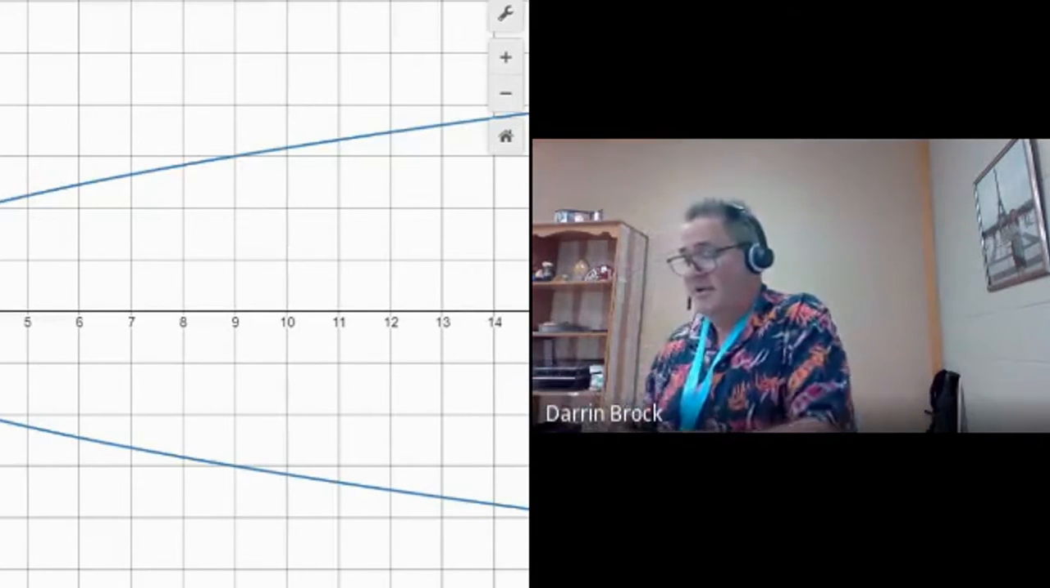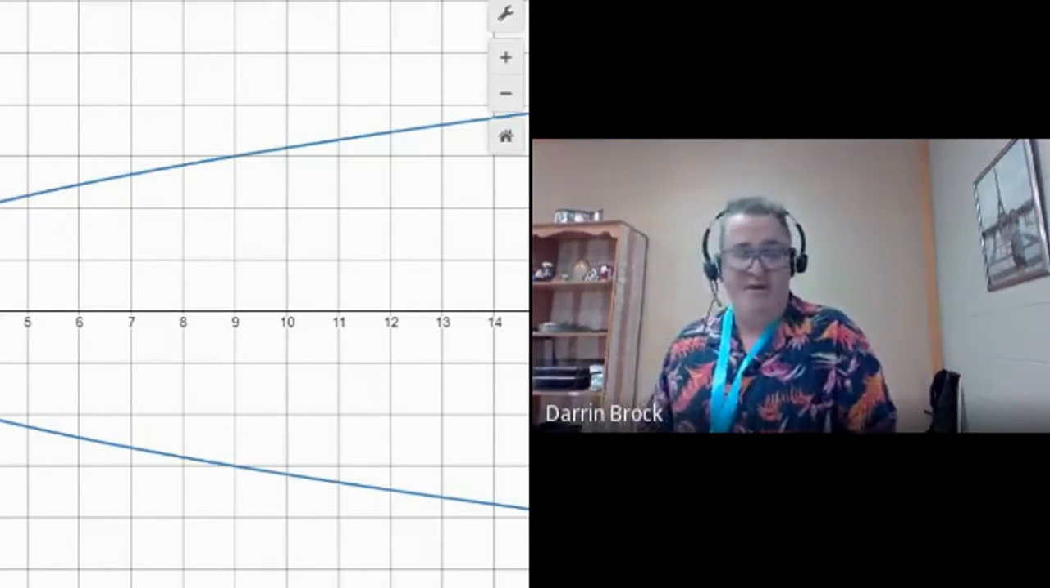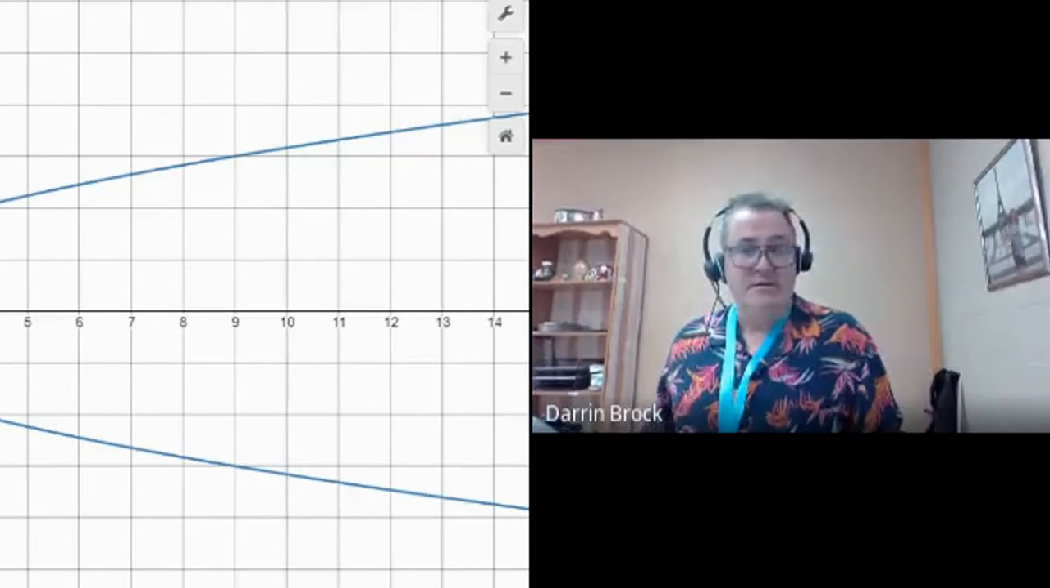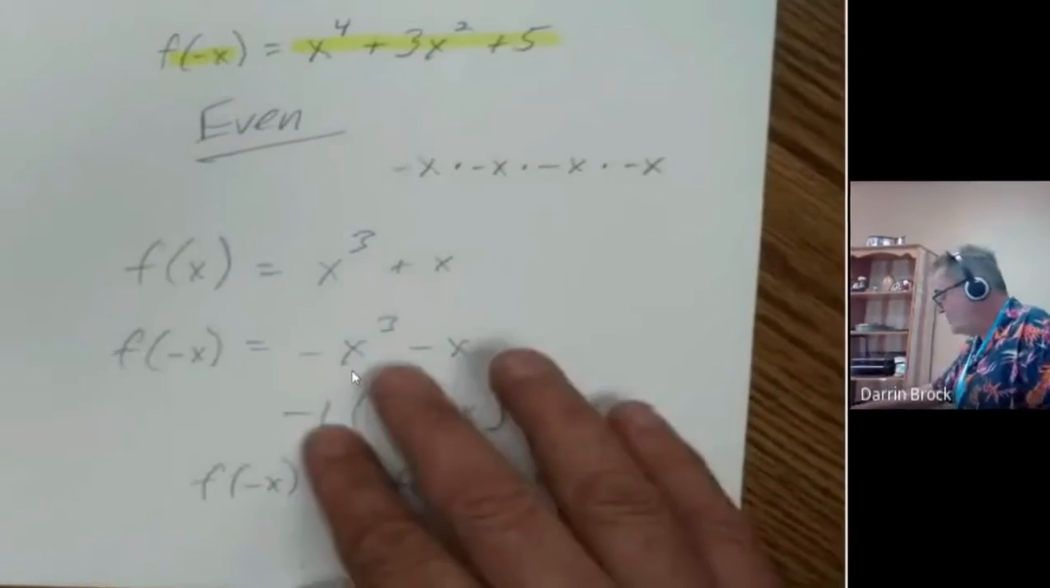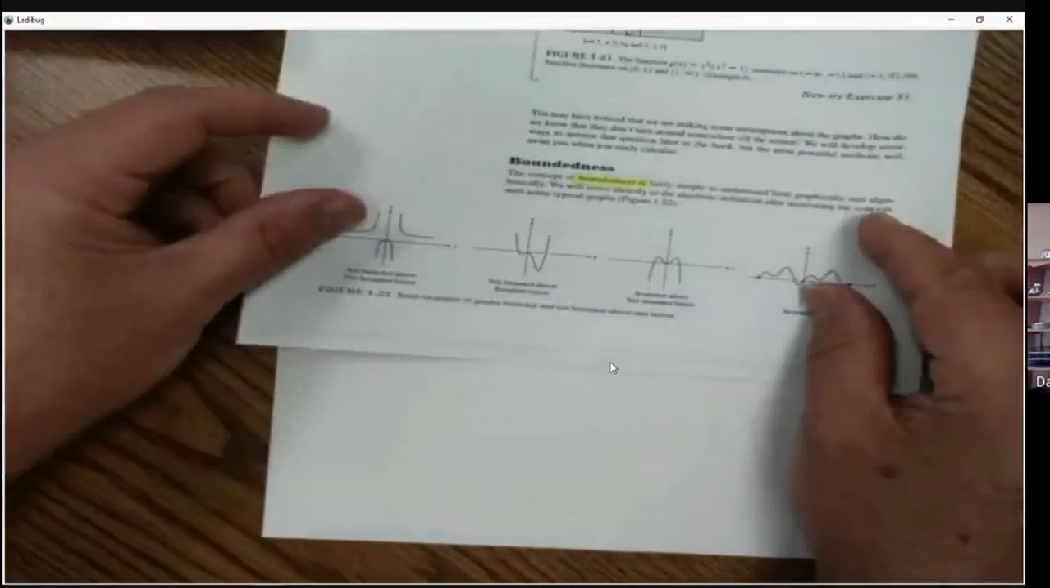Boundedness. One other thing it talks about is boundedness, about a graph being bounded. So let me pull up this paper again over here. If a graph is bounded, then it gives us some, let me bring this down here where it's a little closer.